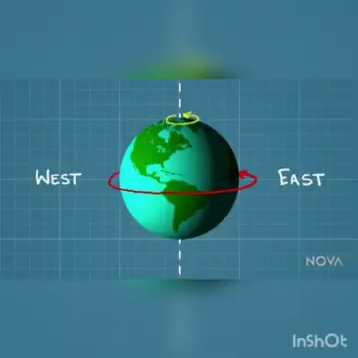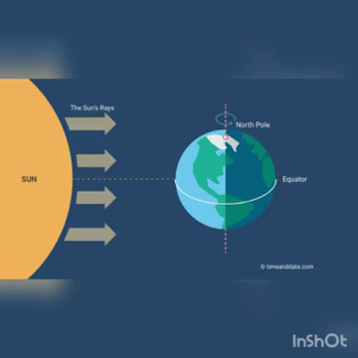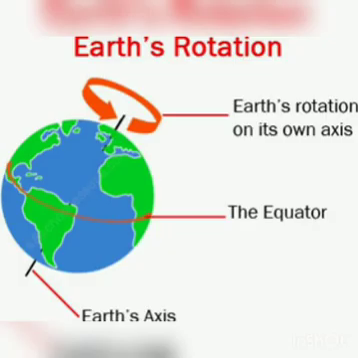Isn't it? But this would not have been possible if the axis of the earth was straight. We would have had equal days and nights throughout the earth. So I hope, children, the concept of axis must be clear to you.